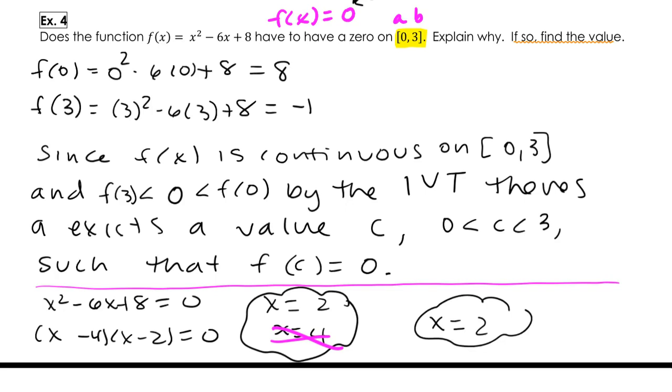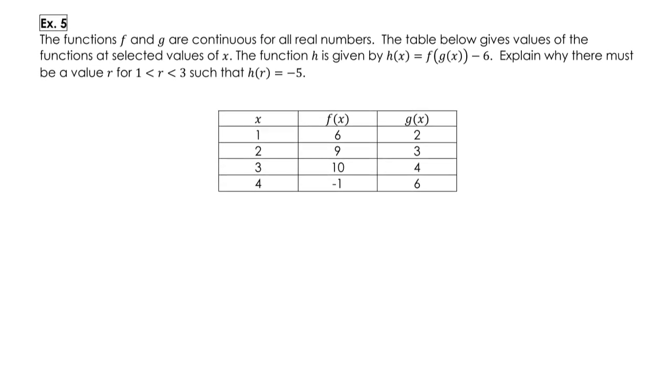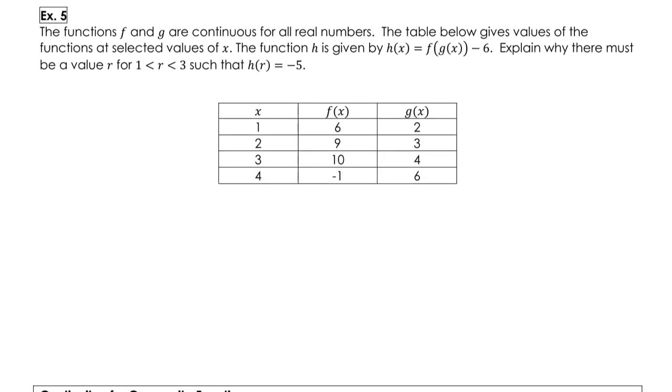Okay, going on, you guys, these are a lot shorter than normal. Hopefully, I think this is the last page. Okay, here's another one. We have f and g are continuous. I hope you're starting to see some patterns in IVT. We deal with continuity a lot. It says the table below gives values of the functions at select values of x. H is this composite function here. Explain why there must be a value r.